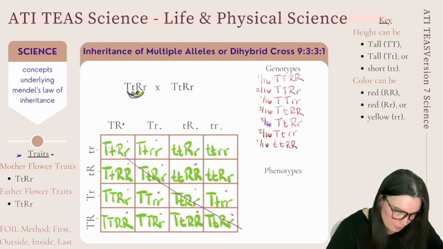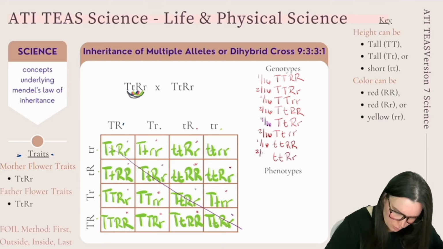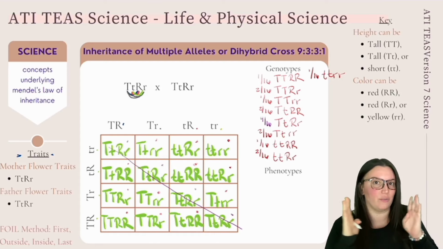Next, we're going to take a closer look at little t, little r. We have two of those, right? So we have 2/16. And then lastly, we have little t, little r. And we've checked everything off except this one up here in the top corner. So we have 1/16 squares of those.